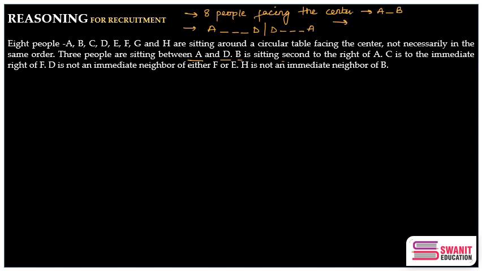My next statement says C is to the immediate right of F. So FC will be the combination. Then it's given that D is not an immediate neighbor of either F or E. We'll use it later on. And also given that H is not an immediate neighbor of B. Now let's form the arrangement and then we'll see what kind of questions we have.